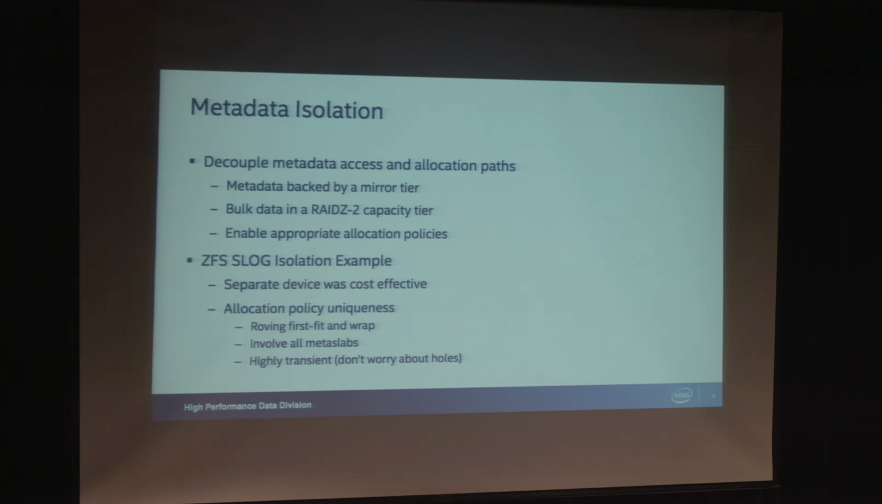A good example here is the slog. When that was introduced, it just made sense. You don't want to be using your pool for transient data, so putting it into a separate metadata tier made sense. But even beyond that, like I was mentioning the policies, for transient data that has a lifetime of 5 seconds, a roving first fit across the media is way more appropriate than a best fit trying to find the perfect place. That's just a waste of time.